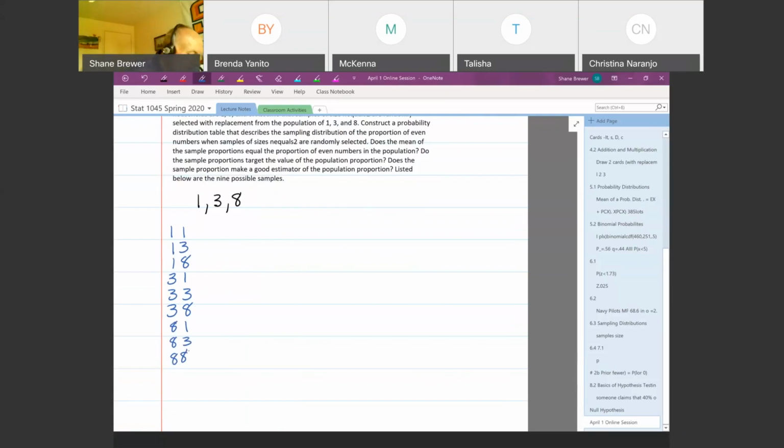And what I'm interested in is the proportion of even numbers. The only even number is 8. So in my first example, the 1, 1 example, I have 0 out of 2, that's 0.0. In my second example, the 1, 3 example, there are again 0 out of 2. Here I have a proportion of 0.5. The proportions of even numbers are 0, 0, 0, 0.5, 0.5, 0.5, and then 1.